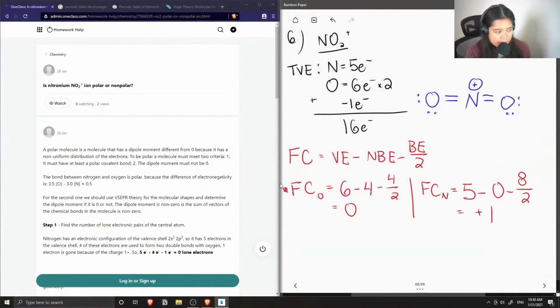Okay, so since we have a charge on this compound, anytime an ion is charged, we have a polar molecule.